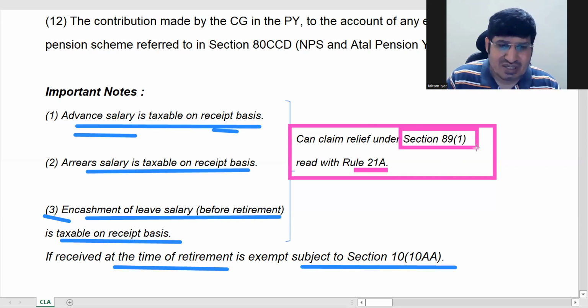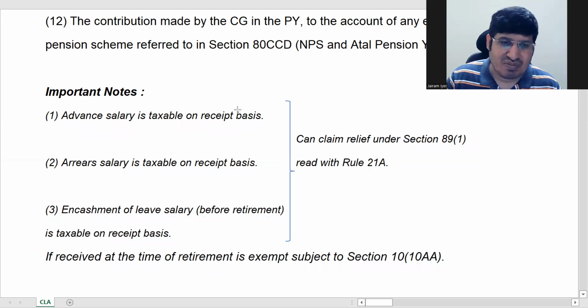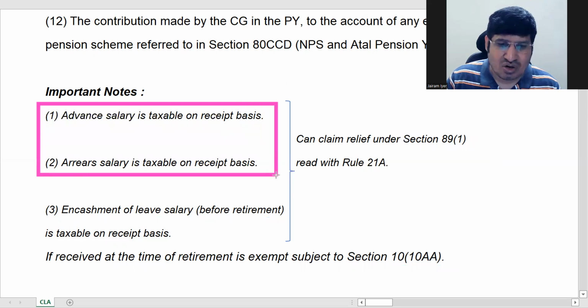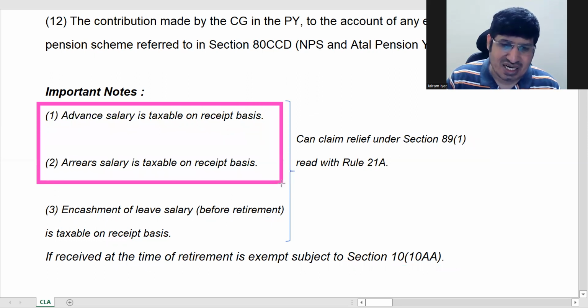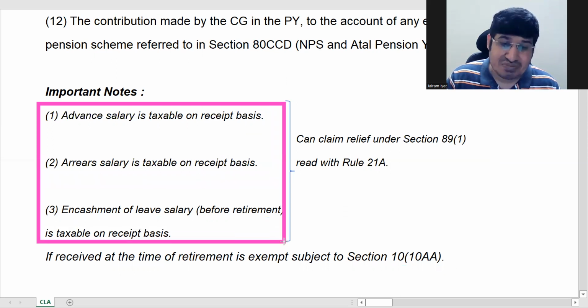Relief under section 89(1): in this case, just remember that for anything you're getting on a premature basis, relief is admissible. But if you're getting any exemption, then relief is not admissible. You'll get relief only in a case where you have not got any exemption. It's always secondary.